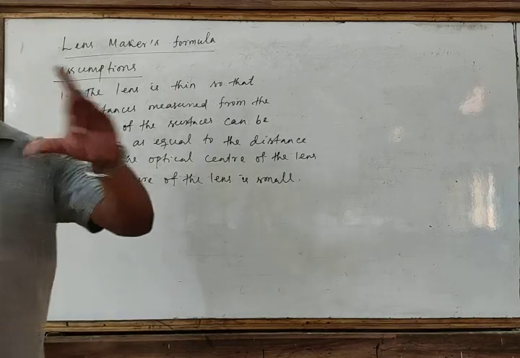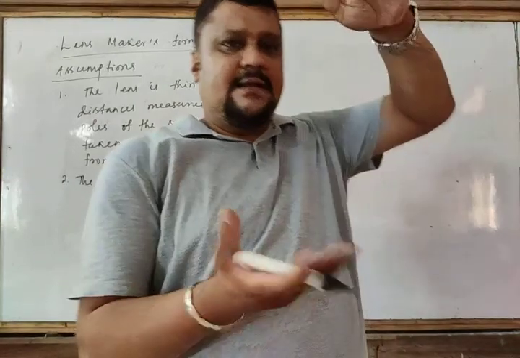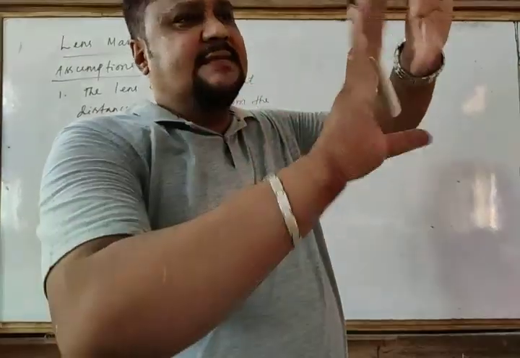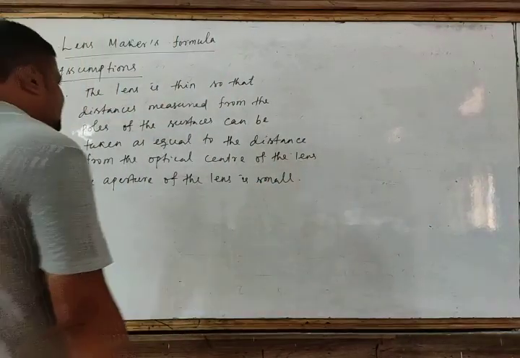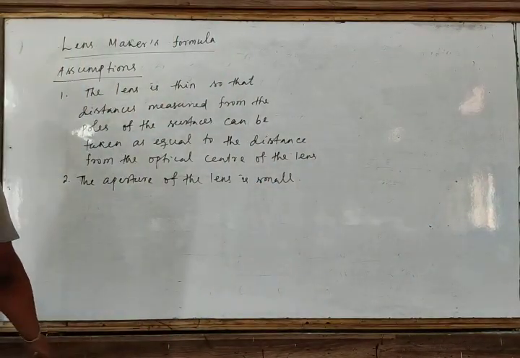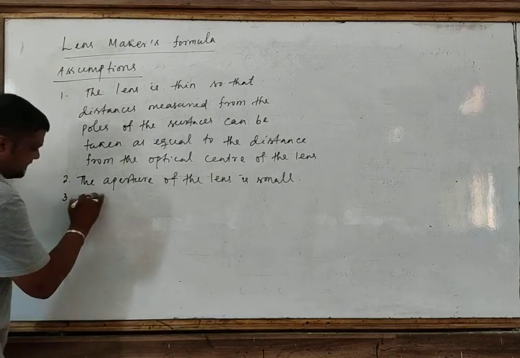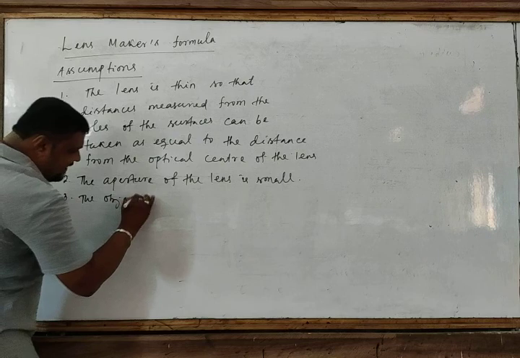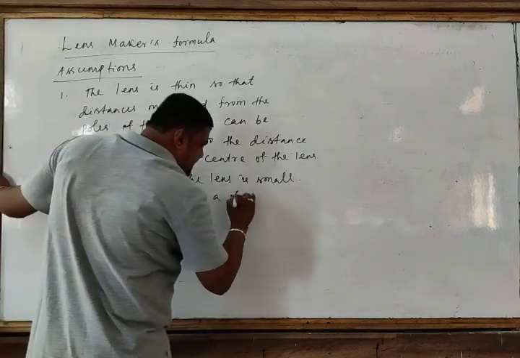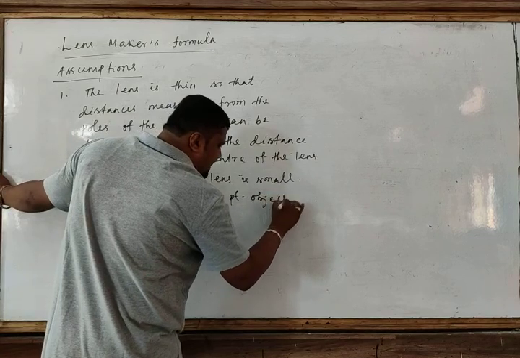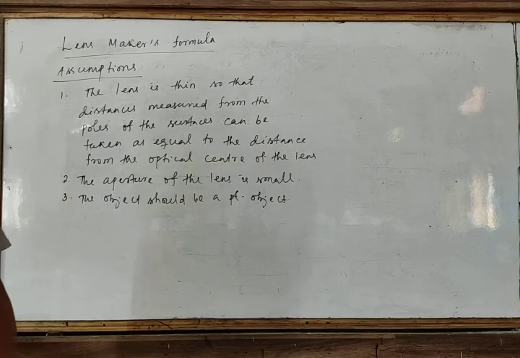It is the portion of the lens on which the light is incident, or from which it emerges, that is, the effective diameter, which is the aperture. The aperture of the lens is small, right? Then the next assumption is that the object should be a point object. We will not discuss an extended object. We will discuss a point object.